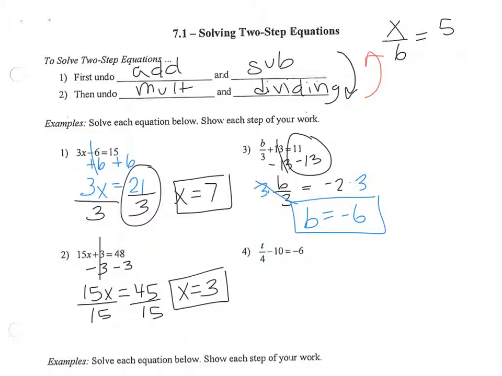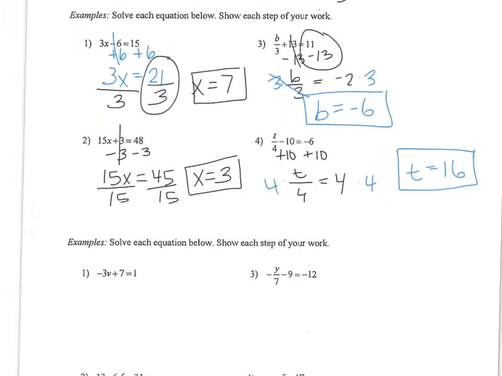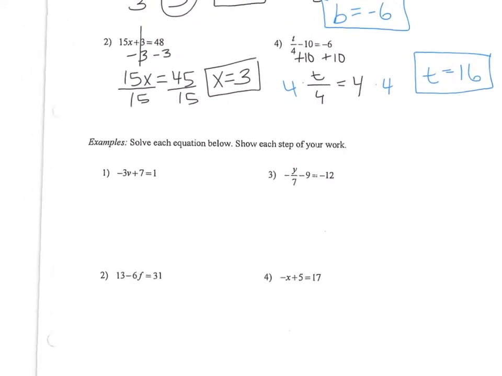And then number 4, it's t divided by 4 minus 10. You need to get rid of the negative 10 first, so you add 10 to each side. So it's t divided by 4 equals 4, and then multiply both sides by 4. So t equals 16 is your answer. And down here there's more problems.